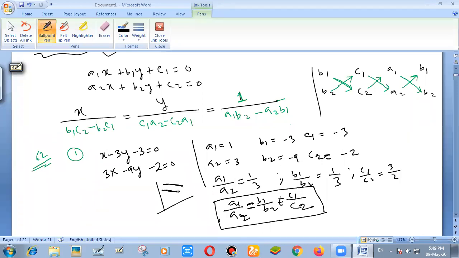So since the condition comes out like this, you have to write down that the two pairs of linear equations are inconsistent, and they do not have any solution.